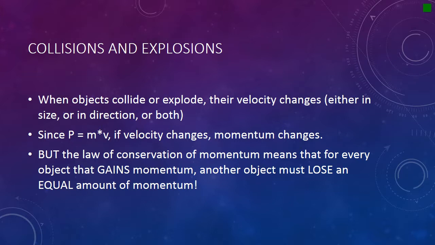The law of conservation of momentum means that for every object that gains momentum, another object must lose an equal amount of momentum. So if object A gains a momentum of 10, object B will lose a momentum of 10, so that the system of object AB has a constant momentum.